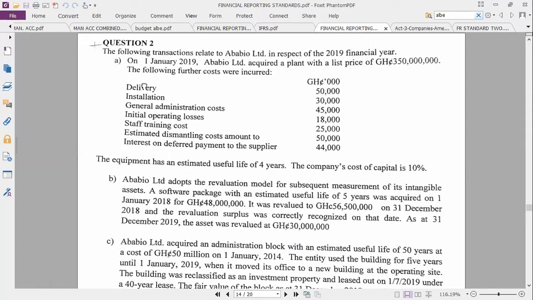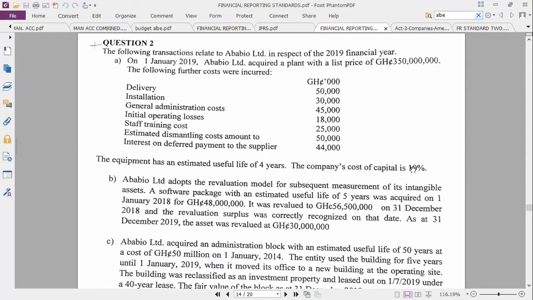So delivery will be part, installation, general admin, and then initial operating losses will not be part. General admin will also be part. Staff training costs will also not be part. Dismantling cost, yes, it will be part, but you find the present value after 4 years. Cost of capital is what? 10%. Then you add them. Okay, so basically that is it.